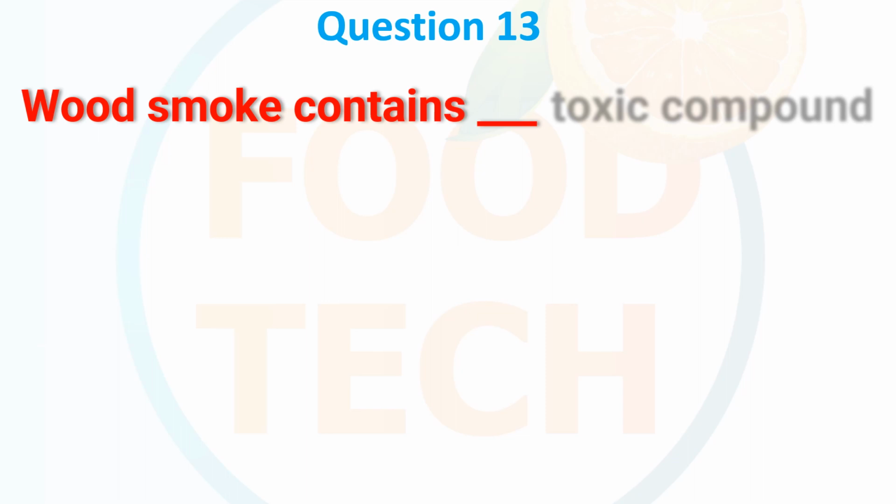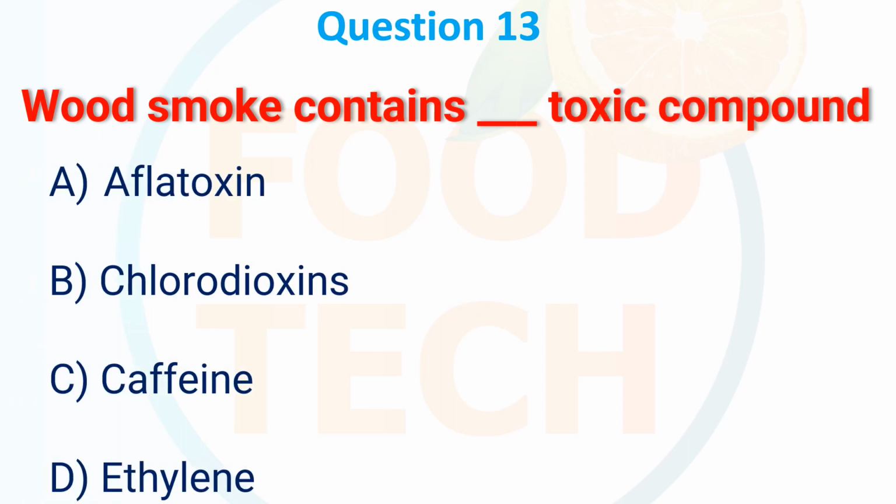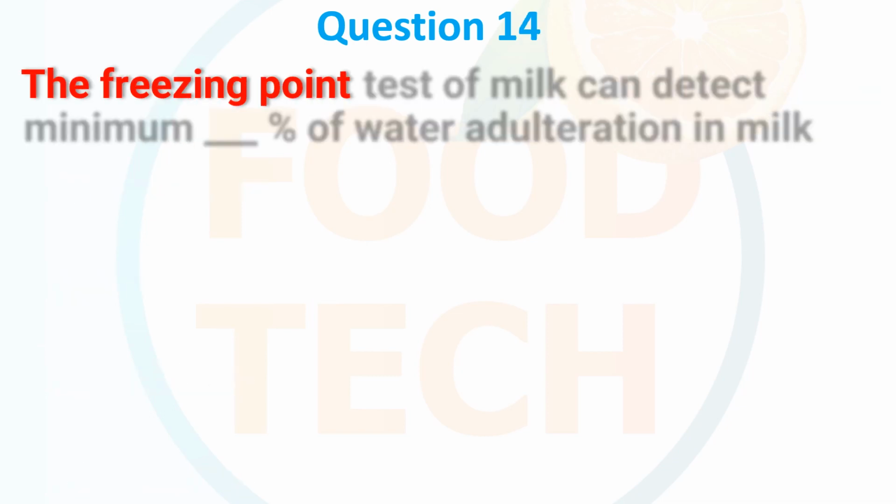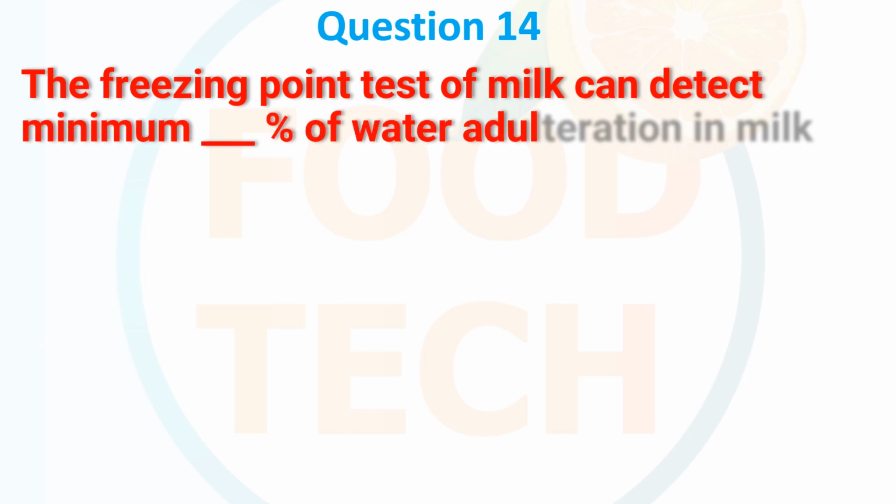Wood smoke contains dash toxic compound: A. Alpha toxin. B. Chlorotoxin. C. Caffeine. D. Ethylene. The answer is B. Chlorotoxin.